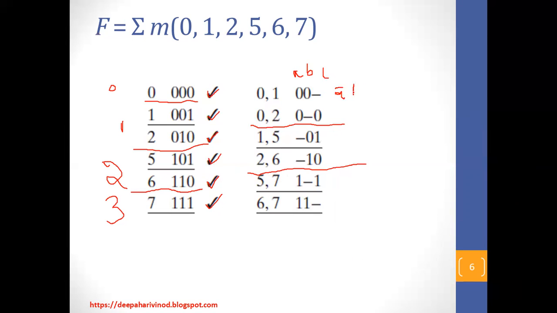A bar B bar, A bar C bar, B bar C, B C bar, A C, and the last one is A B. These will be the terms corresponding to the given or obtained combinations after comparing.